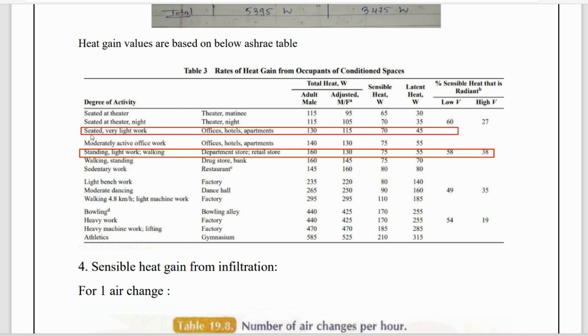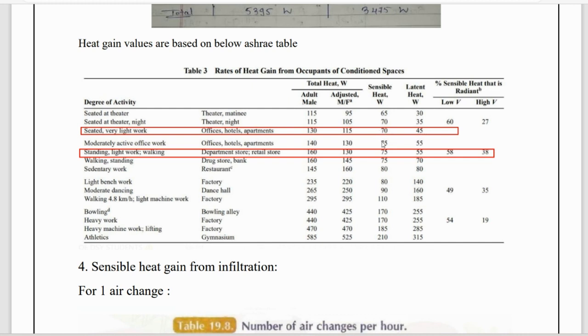The first category we have taken is seated and very light work, which is for students. Here we can see total heat for male and for female. It's different. For an adult male, total heat is 130 watt, where sensible heat is 70 watt and latent heat is 45 watt. From here we get the sensible heat and latent heat for the people.